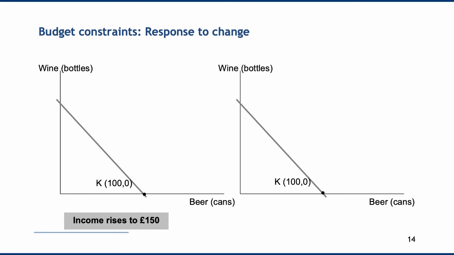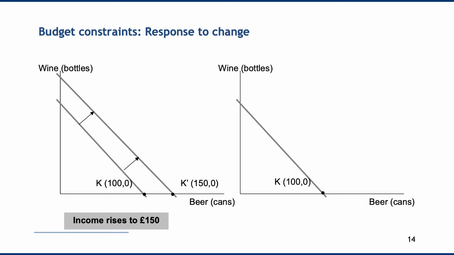In this case, this is going to shift the entire budget constraint. We can afford 30 bottles of wine now, or we can afford 150 cans of beer. There's no impact on the ratio of the price of wine to the price of beer. It's simply going to be a change, an increase in how much we can consume.